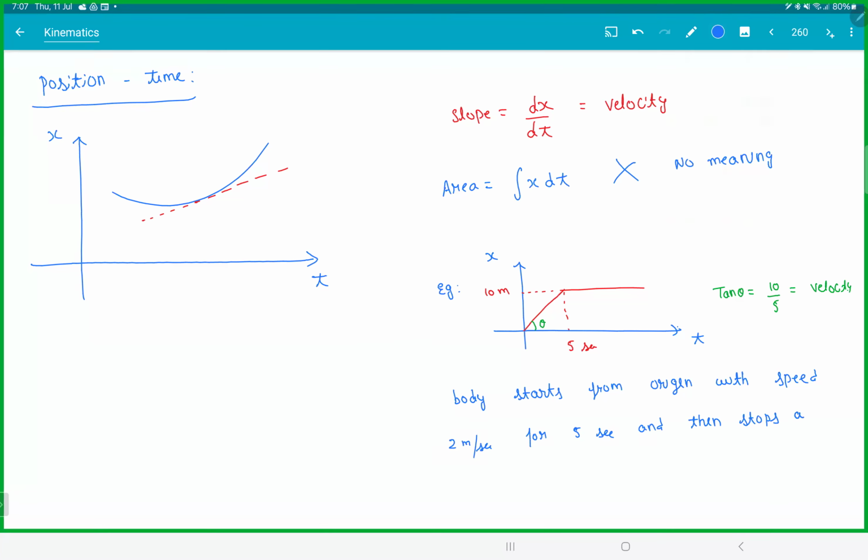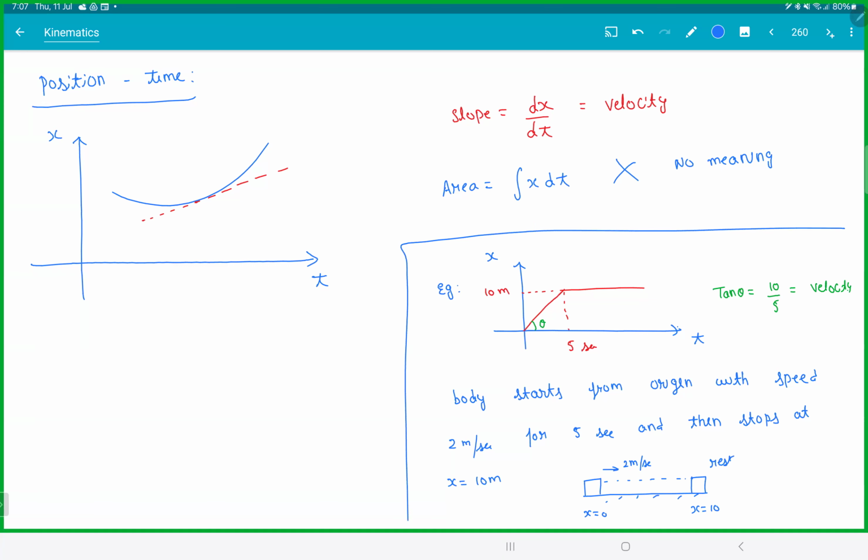And then stops at x is equal to 10 meters. Meaning this is the situation. The block is starting from x is equal to 0. Initially, it is moving with 2 meters per second. It travels, and then finally it stops at x is equal to 10. It comes to rest. That is the situation. That is the meaning of this graph.